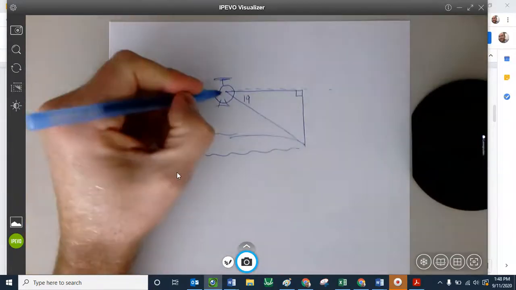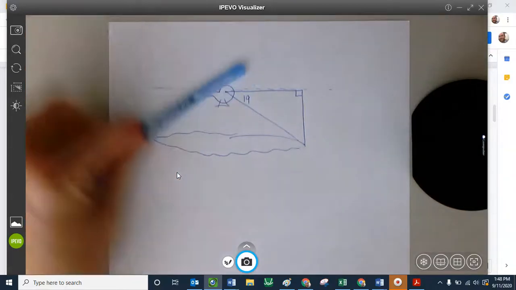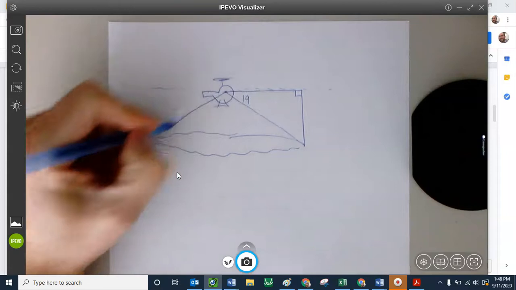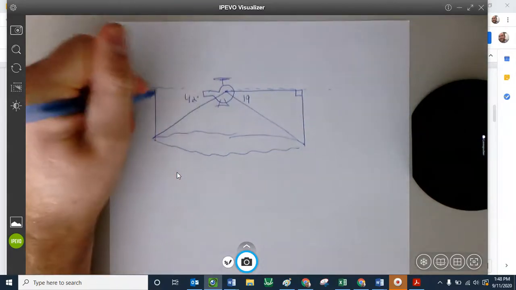Okay, out the other side, here is the horizon this way, and we swing that down to get to this side of the lake, and I think it said the other one was 42 degrees. So we have our right triangle right here.